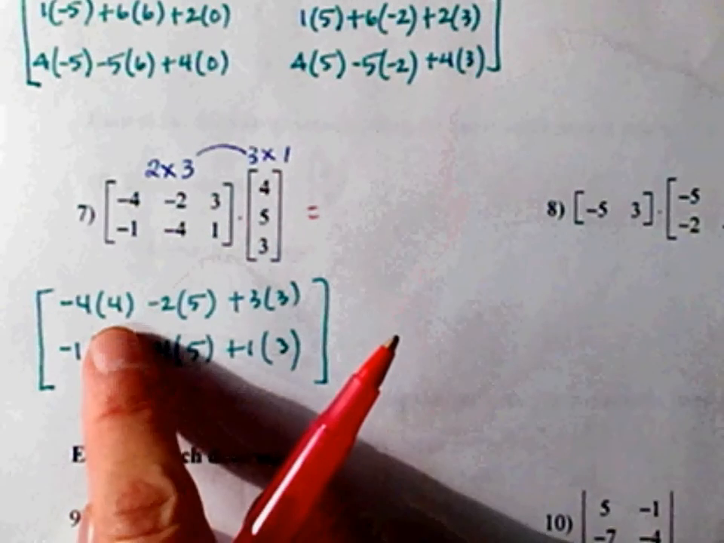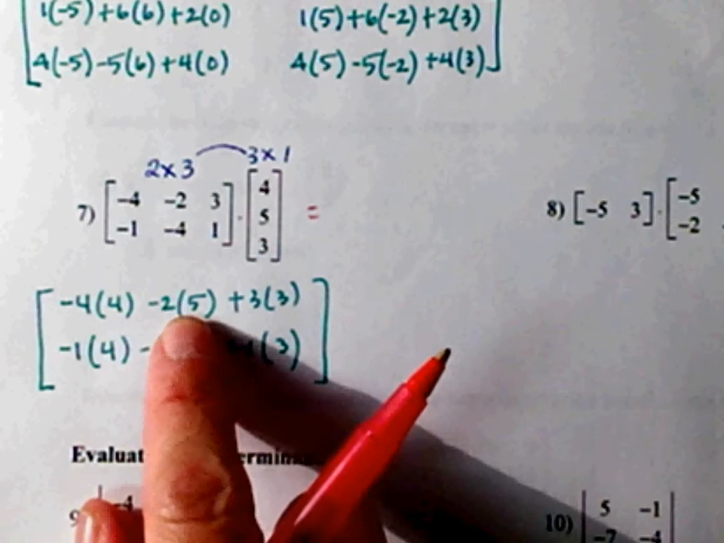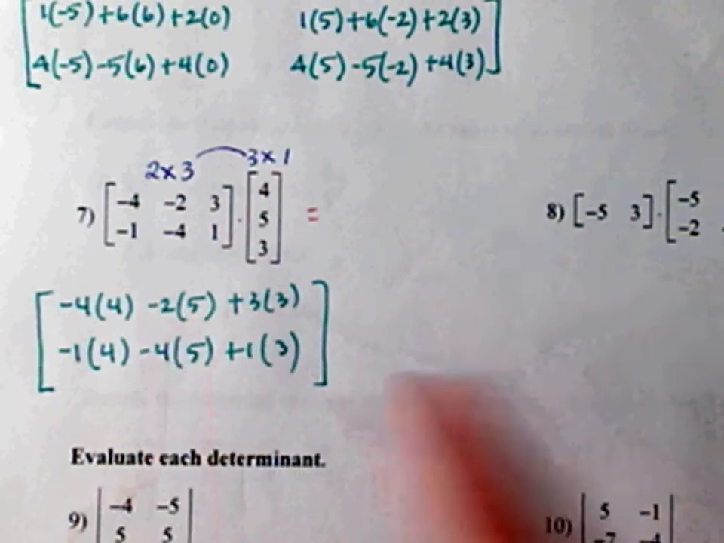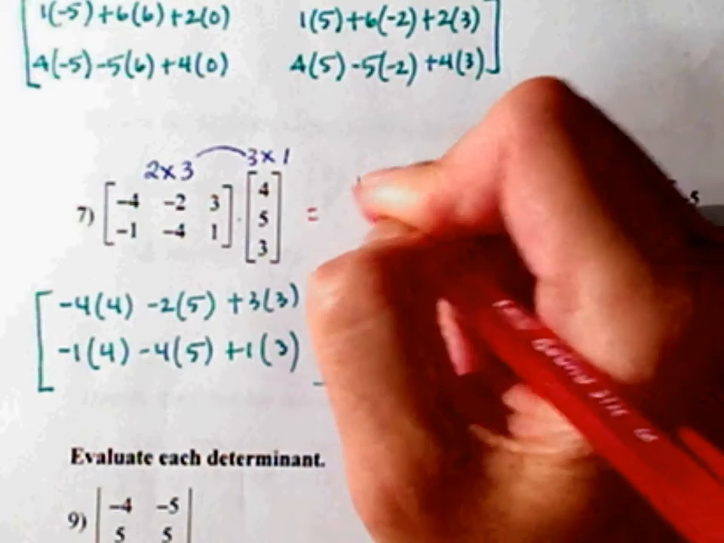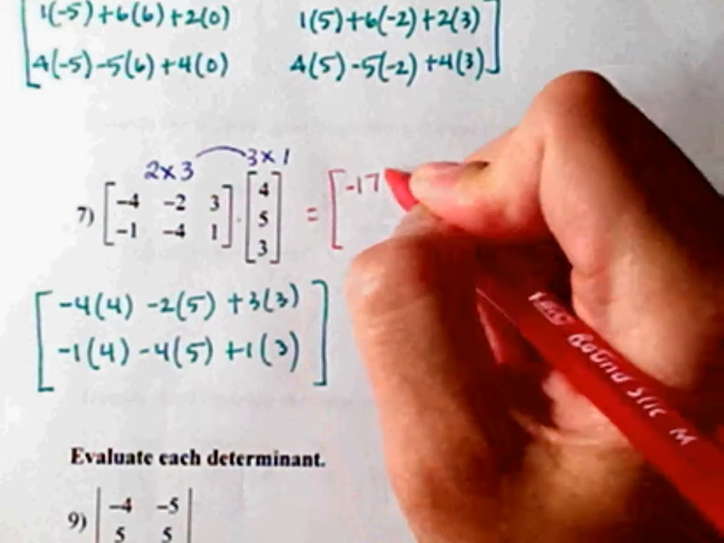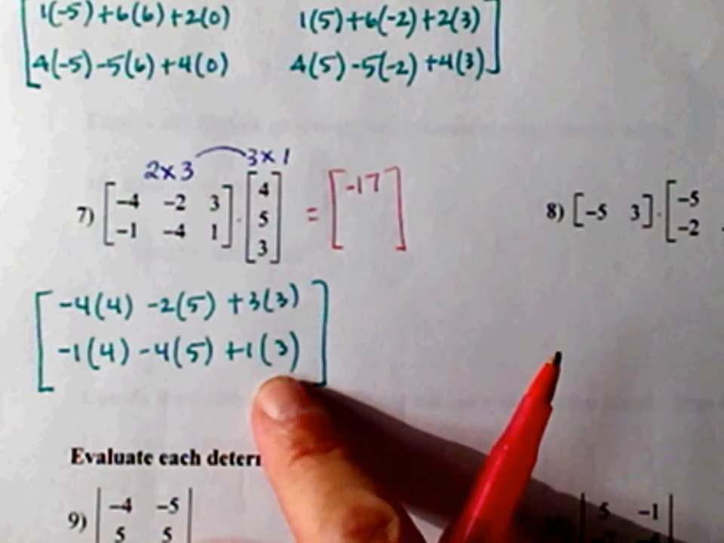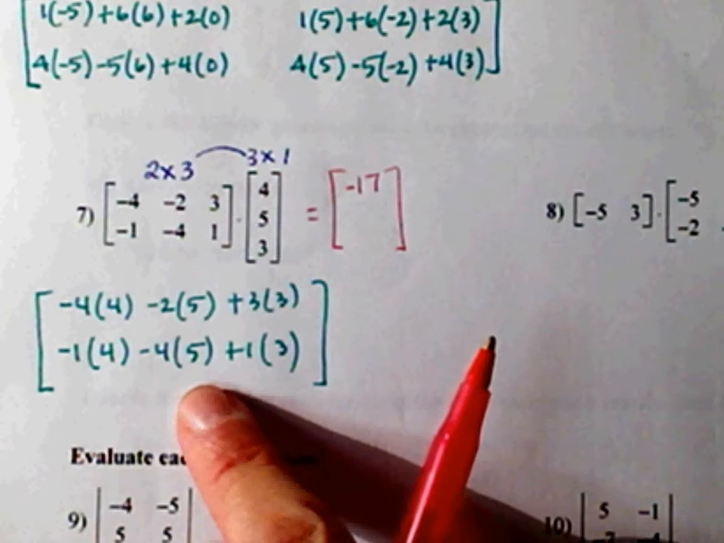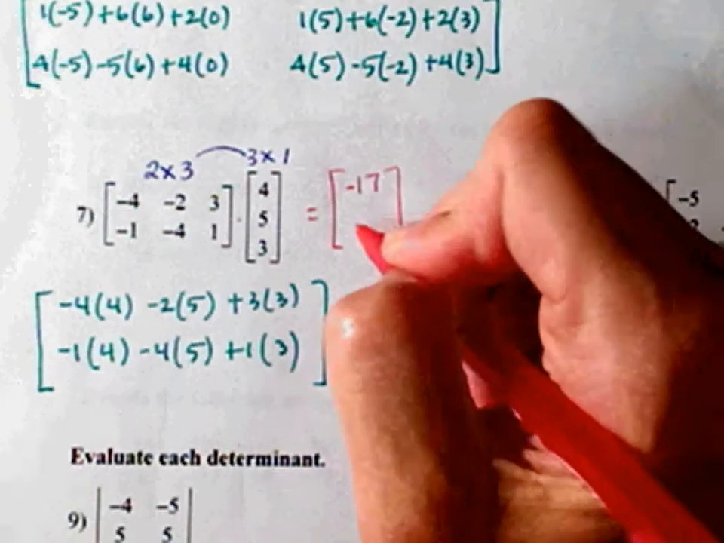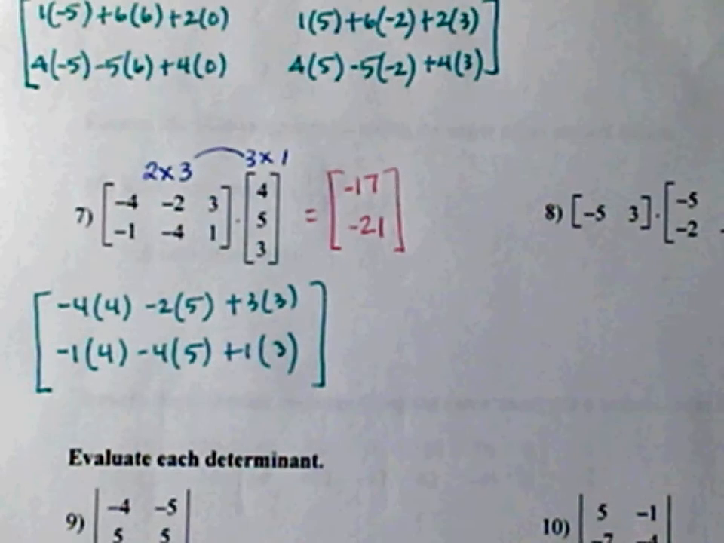negative 16 minus 10 plus 9. Negative 17. Okay? Second row, negative 4 minus 20 plus 3. Negative 21. And there's your number 7.